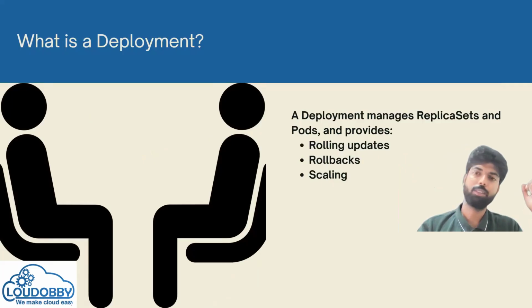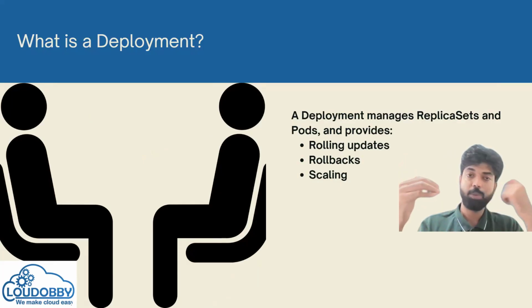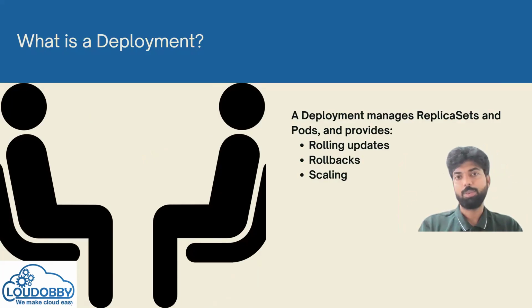What is a deployment? This is where your application is deployed. It is managed by replica sets and pods. A replica set is like when you deploy, you want 2, 3, 4 replicas. Once deployed, three identical pods will be running. So rolling updates, rollback, and scaling are all done by the deployment.